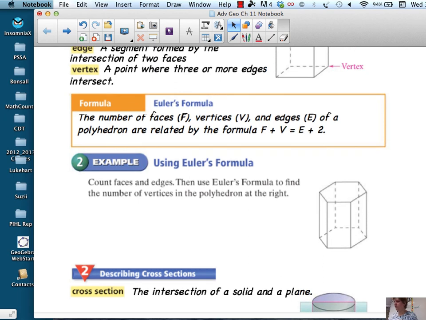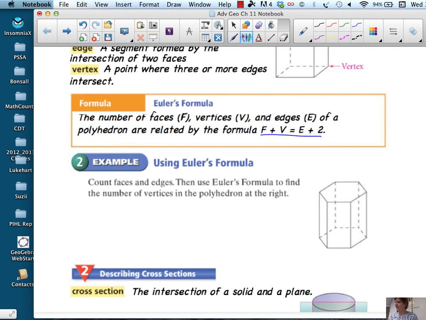So we have Euler's formula. Euler's formula says that if we take the number of faces, which we'll call F, and the number of vertices, V, and the number of edges, E, of a polyhedron, they're related by the formula. If we take the faces plus the vertices, we get the edges plus 2.